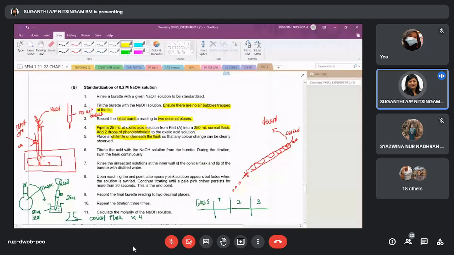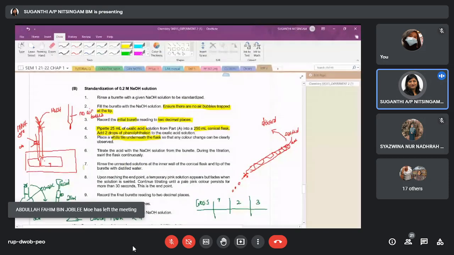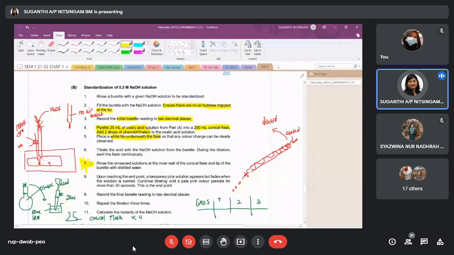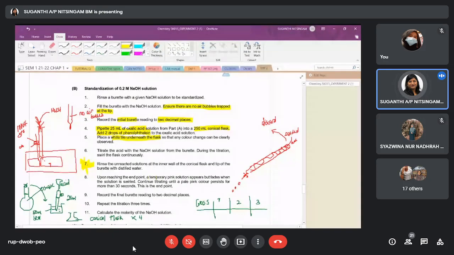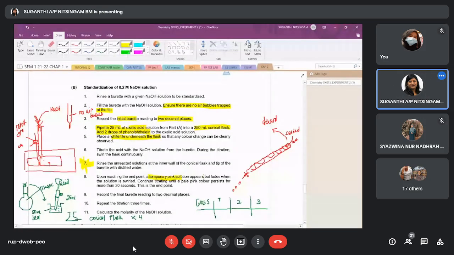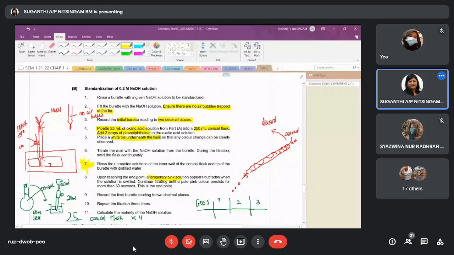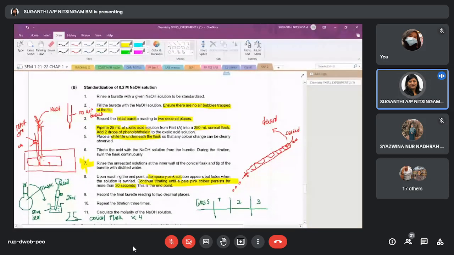Okay, titrate the acid with NaOH solution from the burette. During titration, swirl the flask continuously. Rinse the underneath of the solution at the inner wall of the conical flask and tip. This is also a precaution, important and you must know it. After this we will watch the video. Upon reaching the end point, a temporary pink solution appears, but fades when the solution is swirled. Continue titrating until a pale pink persists for 30 seconds.